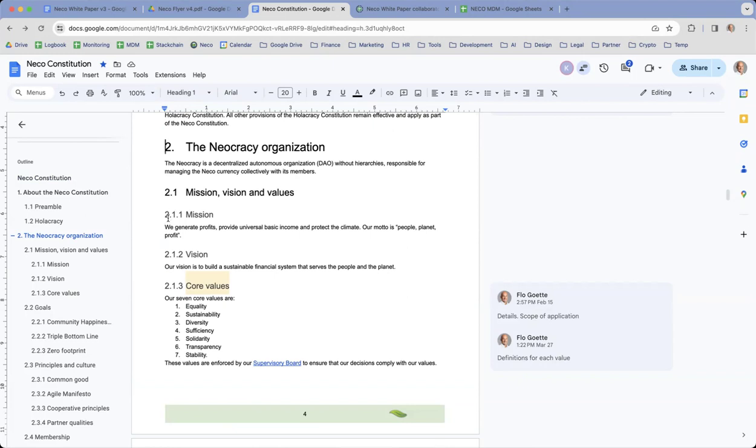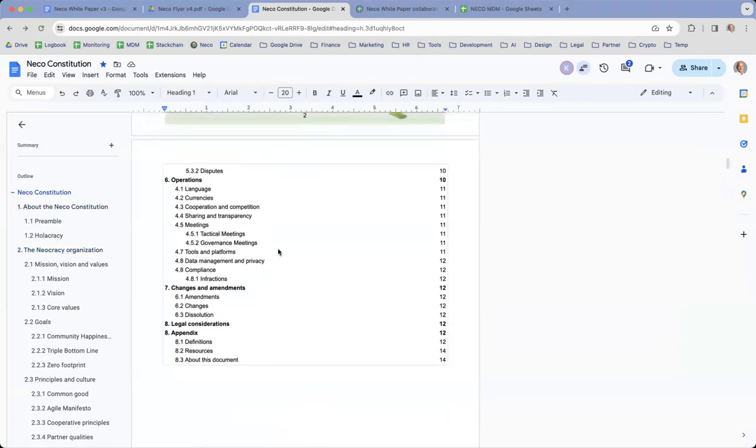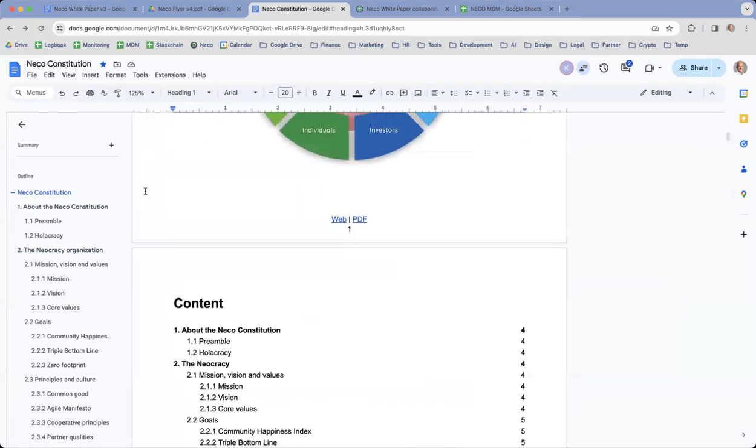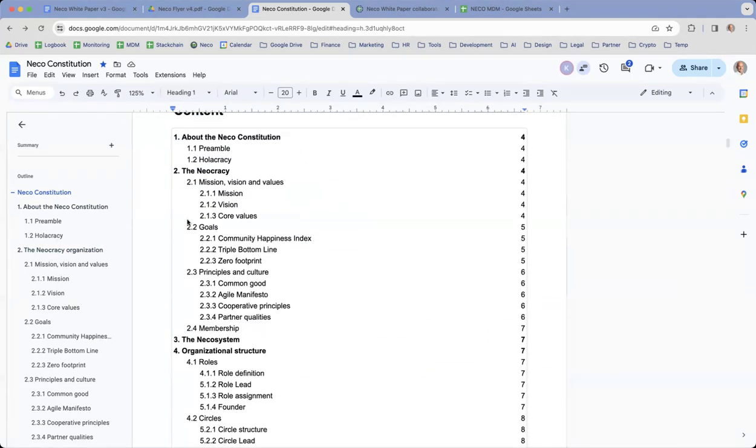The Neco Constitution has already been written. We've been using it. We've been following it for the last year. What you see here is version 3 in a draft, based on version 2. It's already 15 pages long. I think if I go here and make it larger, now you can read it better.